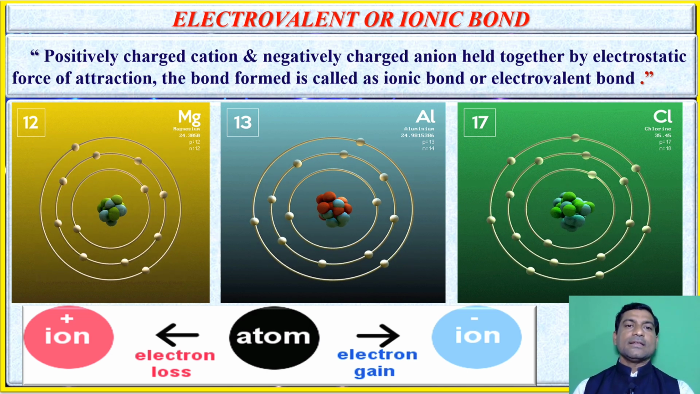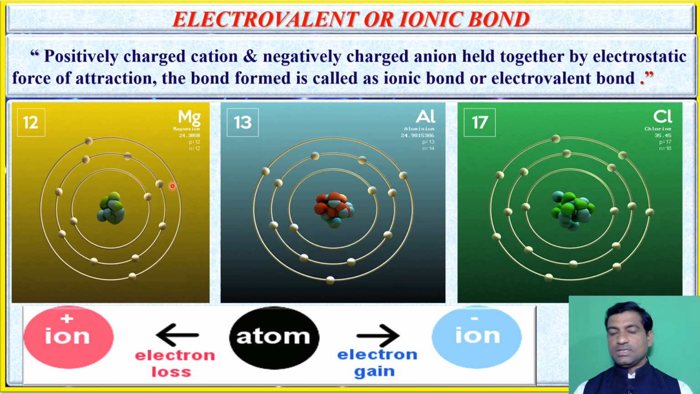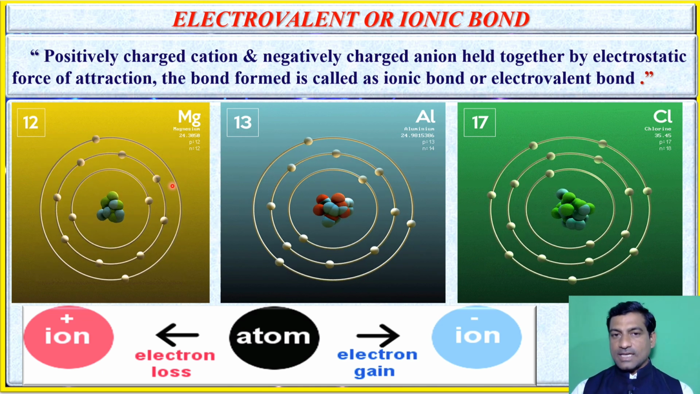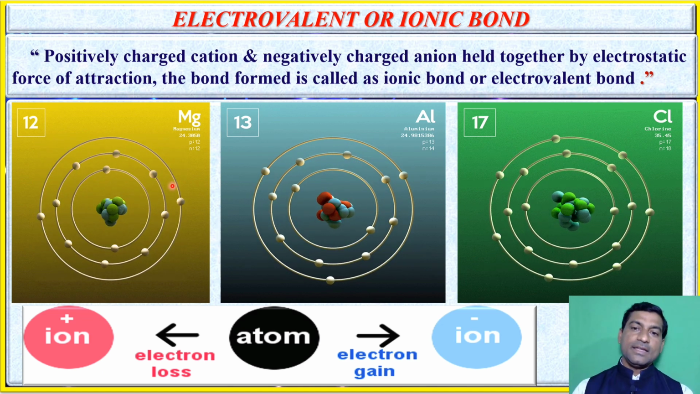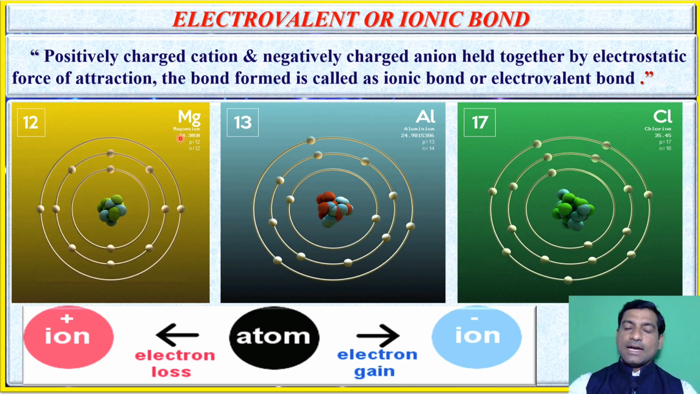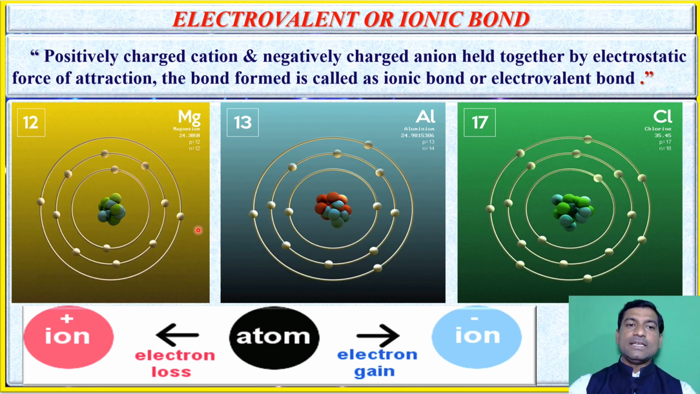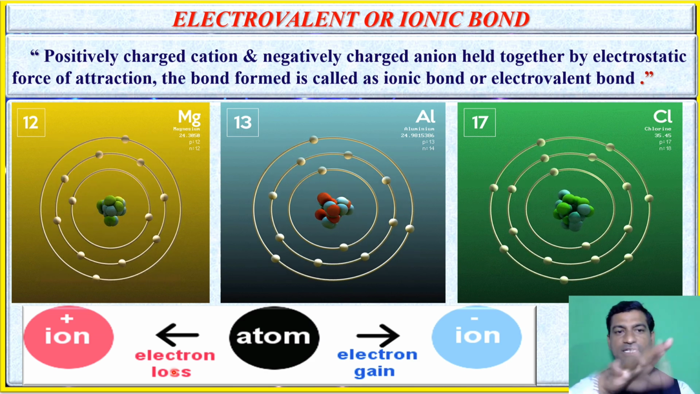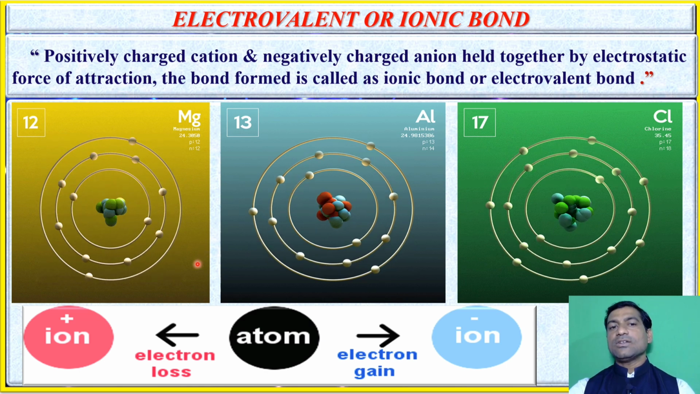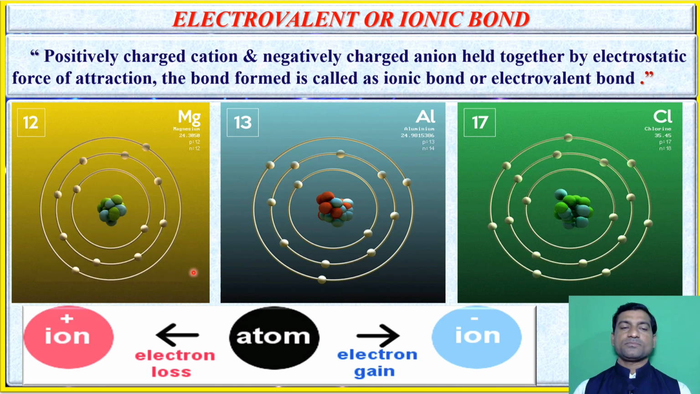For example, here the magnesium, aluminum and chlorine. आता कोण पॉझिटिव्ह आयन असेल आणि कोण निगेटिव्ह आयन असेल, means which one is the positively charged ion and which one will be the negatively charged ion. Suppose the atomic number of magnesium is 12. The first orbit contains 2 electrons, second orbit contains 8 electrons, remaining 2 electrons will be present in the last orbit. These electrons revolve around the nucleus.